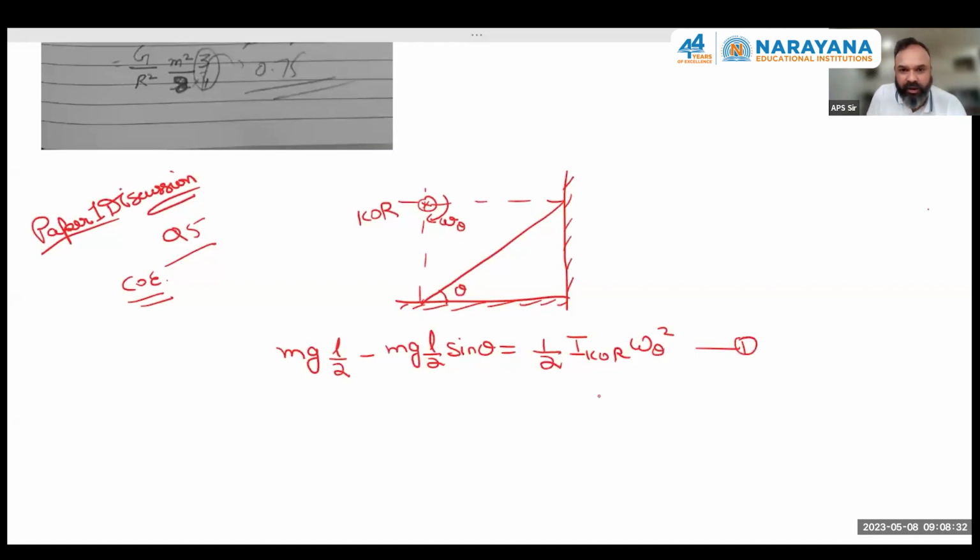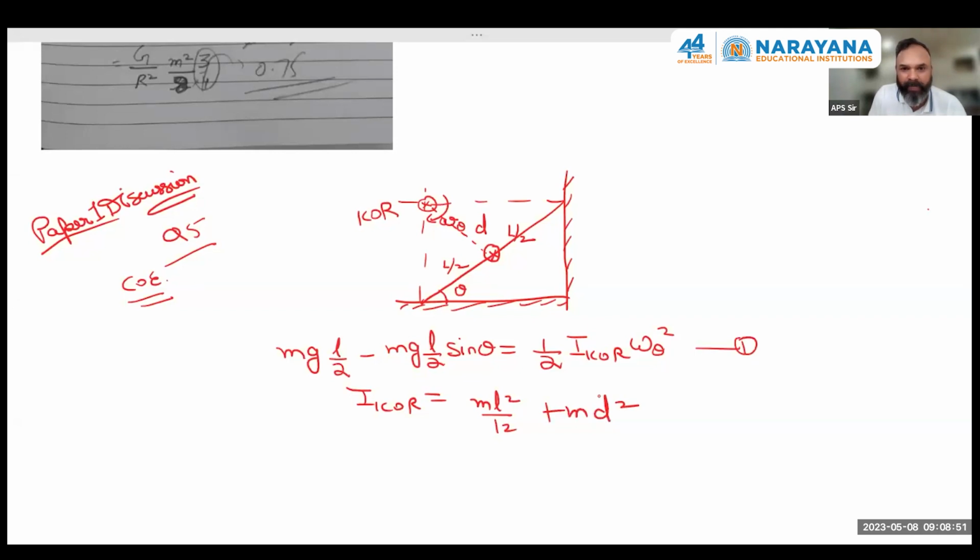Now, I think it is very clear to all of you that this point is known, right? This distance is L by 2. This distance is L by 2. Similarly, you can write this point and you can find out the distance between these 2 points, D. So you know that I ICOR will be equal to ML square by 12 plus M into D square.